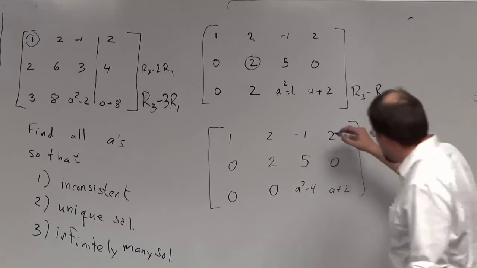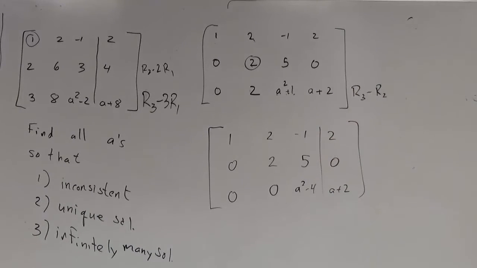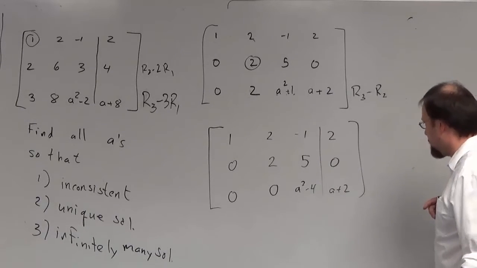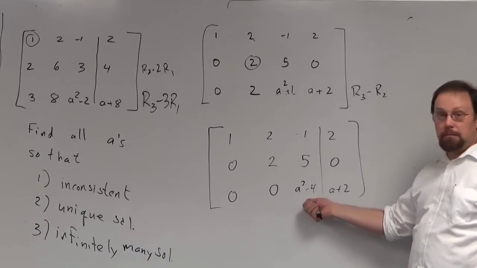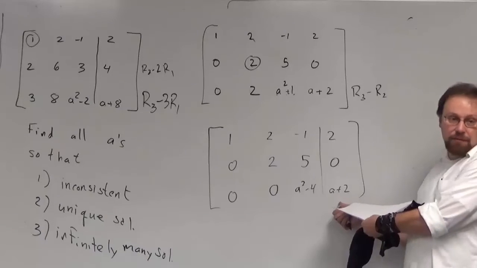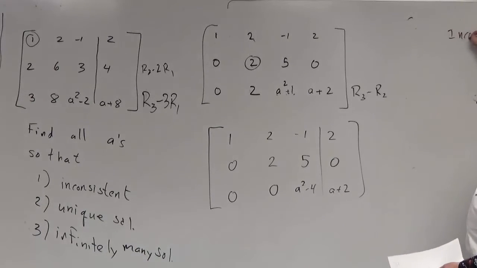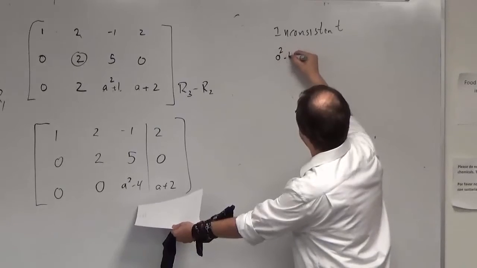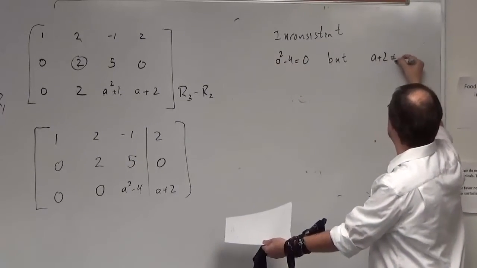So it's pretty good. I mean, it's not even, I guess, row echelon form, but it's pretty sparse. So what do we want to see to have no solutions? Well, we want to see a row of zeros for the matrix of coefficients, but non-zero here, right? So we would want this to be 0, but simultaneously, a plus 2 not to be 0.